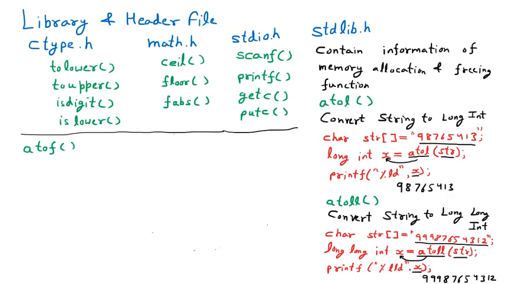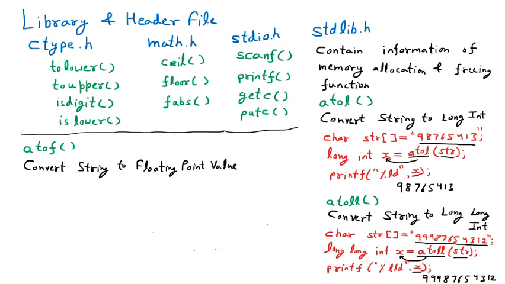As we have learned the earlier functions, this function is also very easy. It is going to convert the string to the floating point value. So we can say that it converts string to floating point value.